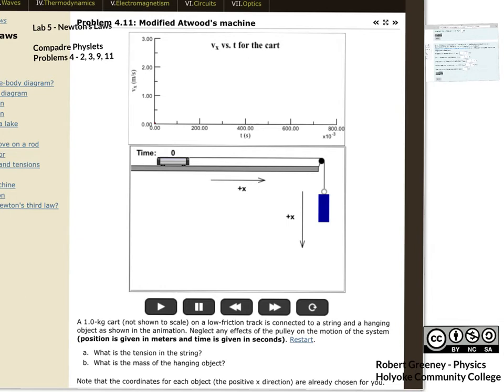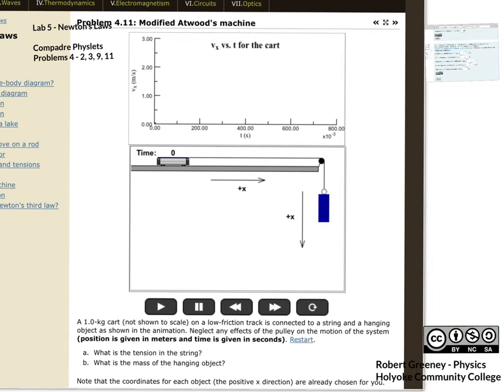So, of course, read the instructions. We have a 1 kilogram cart, low friction track, so we're ignoring friction. Connected to string and hanging object, neglect any effects of the pulley. So the pulley is small and frictionless. All it does is change the direction of the string. So the key there, that if you don't know it already, you need to know, is that the tension isn't going to change. So the tension we find here will be the tension here because the pulley is having no effect. The only way it would have an effect is if it weren't frictionless or if it were big and massive. We often do this in lab, but we don't get to do the labs.